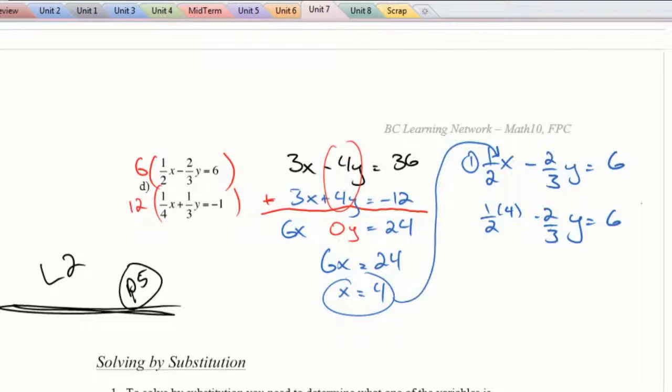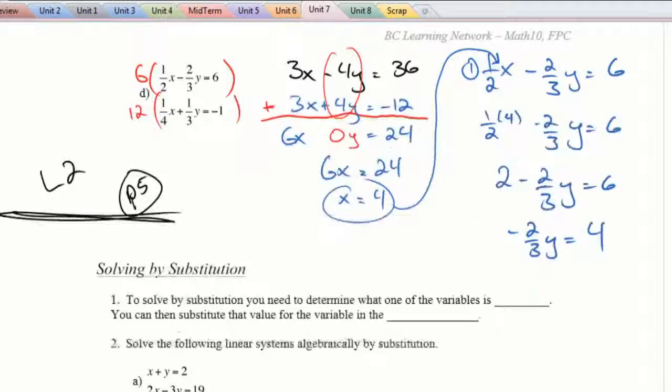Half times 4 is 2, minus 2 over 3y is 6. I'm going to subtract 2 from both sides. So we get negative 2 over 3y is 4. I'm going to multiply both sides by 3. Maybe I'll show this step. That's going to get rid of my fraction there. So I have negative 2y is 12. And then divide everything by negative 2. So I get y is negative 6.